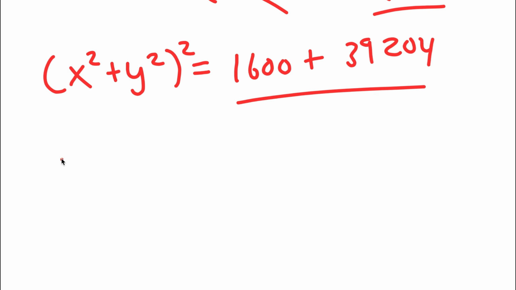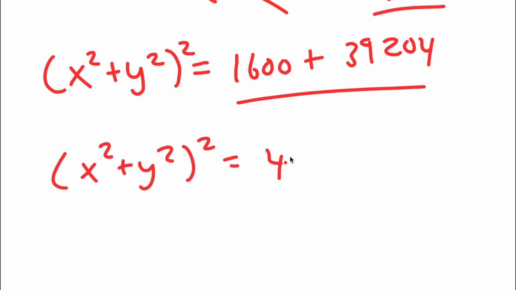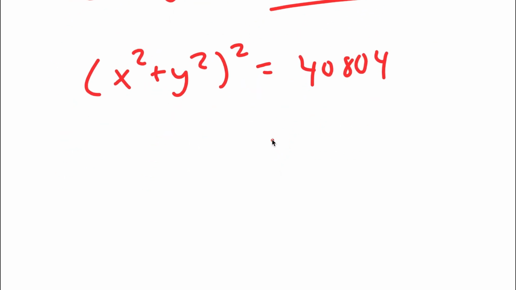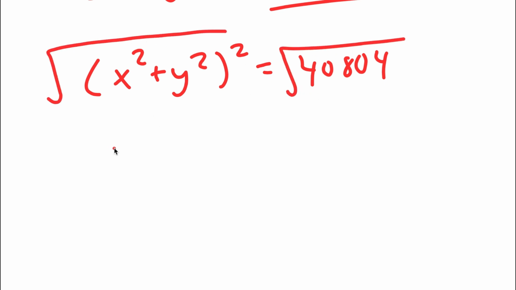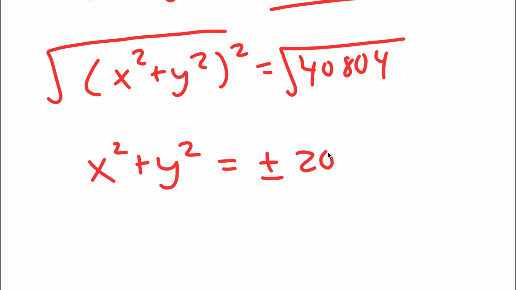So now if I add these two, I get 40,804. And now if I take the square root on both sides, I have x squared plus y squared is equal to positive or negative 202.